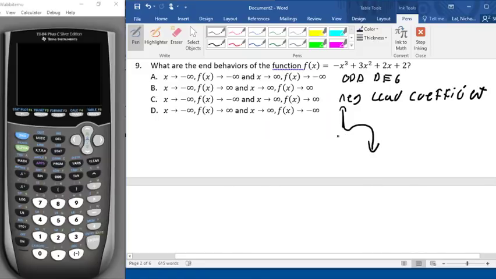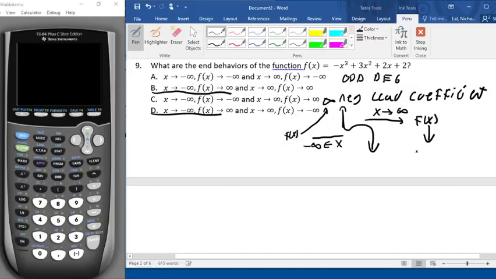So hopefully you can see as x approaches negative infinity, f of x approaches positive infinity. So it's going to be D or B. You can also see that as x approaches positive infinity, f of x approaches negative infinity, going down. So the answer choice is going to be answer choice D.